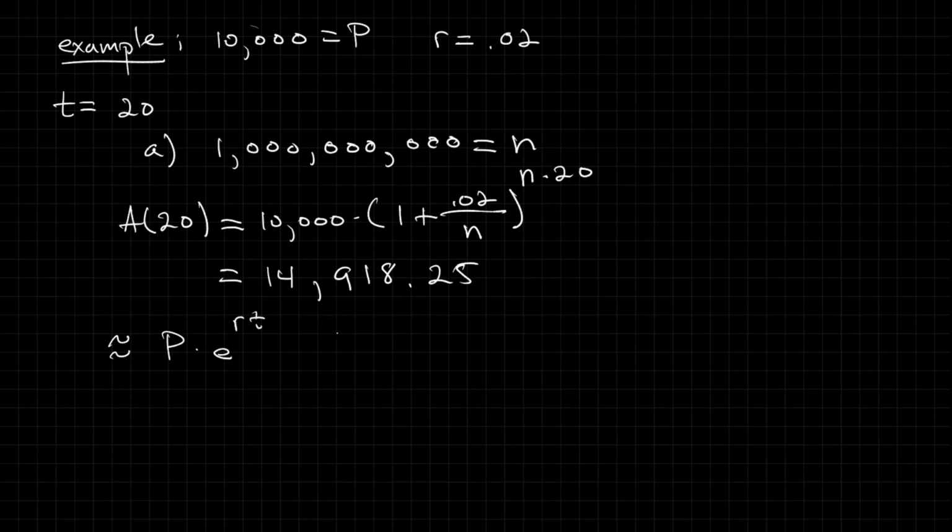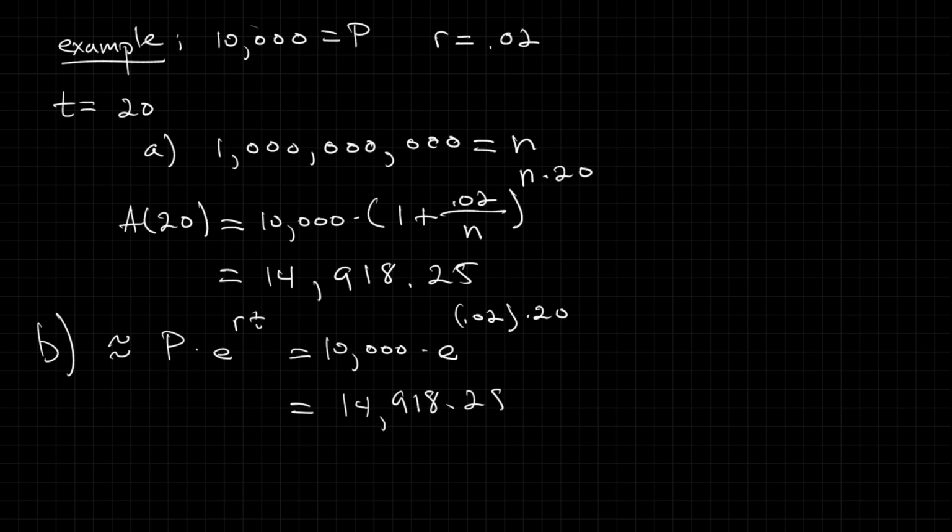So let's see if that works out. And we'll call this part B. So P is 10,000 times e to the r, which is 0.02, times t, which is 20. And it turns out that this is, rounding to the nearest cent, 14,918.25.